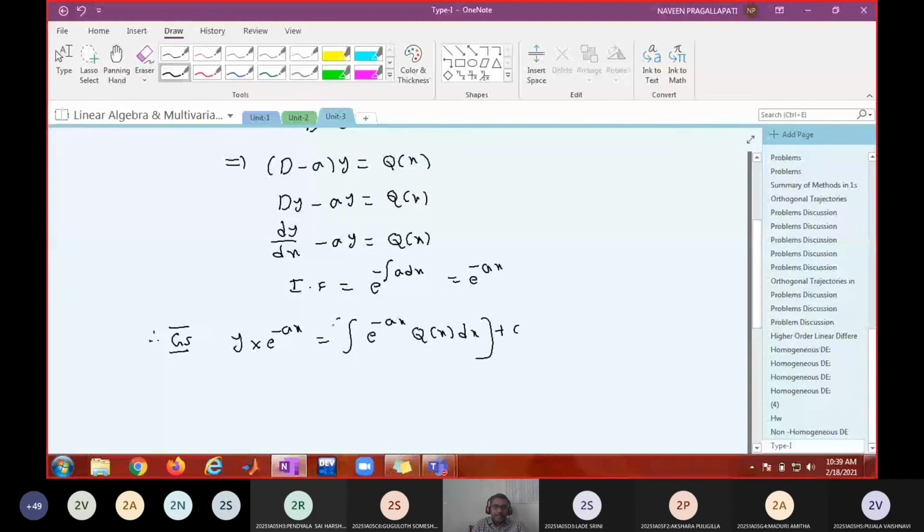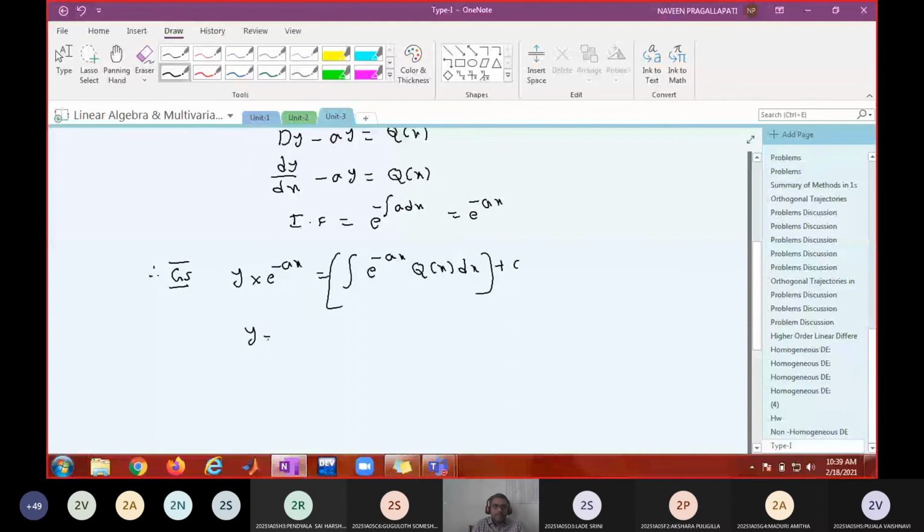Therefore, what is y? y equals e power ax into the integral of e power minus ax Q of x dx, plus c e power ax. All of you agree? Do you agree or not?